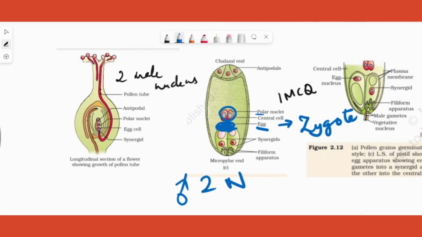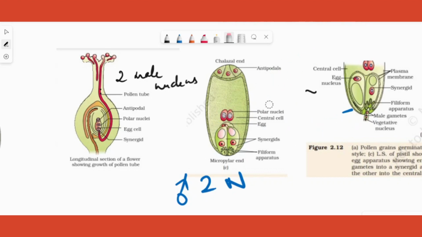How many polar nuclei are there? Two are there. Two polar nuclei plus one male nucleus, three of them fuse together. This becomes the primary endosperm nucleus. A lot of questions come from here, so please be a little attentive here.